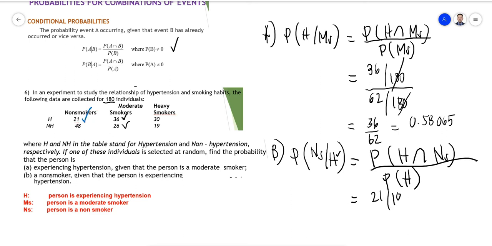Over 180, and our denominator is the probability of hypertensive. We will just get the sum of this 21, 36, and 30. This will give us 87 over 180. 180 will cancel, giving us 21 over 87, or 0.24138 in 5 decimal places.